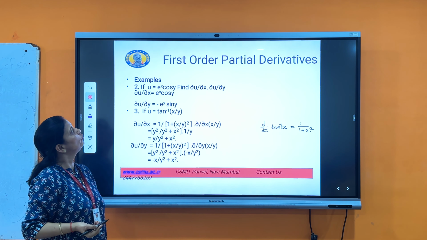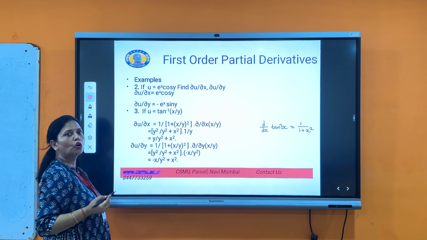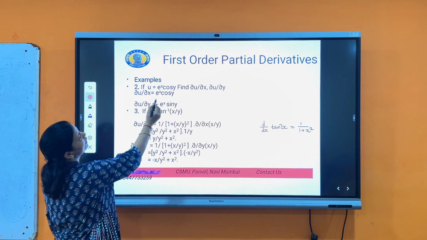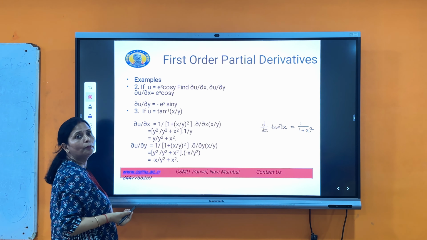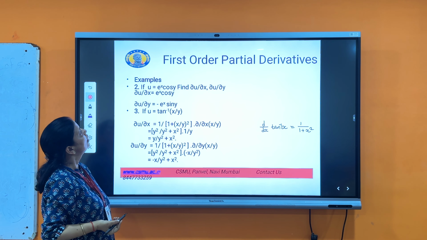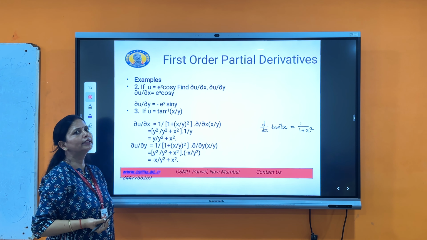To find ∂u/∂x, we keep cos y as a constant and take the derivative of e to the power x, that is e to the power x itself, and then ∂u/∂x is e to the power x cos y.